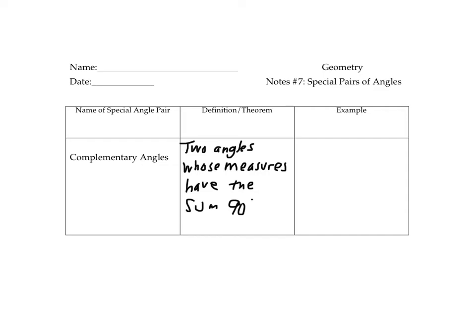In today's lesson from Unit 1.1, we'll be discussing special pairs of angles. Our first pair of angles may be familiar to you from a previous math class, and those are complementary angles. Complementary angles are defined as two angles whose measures have the sum of 90 degrees.